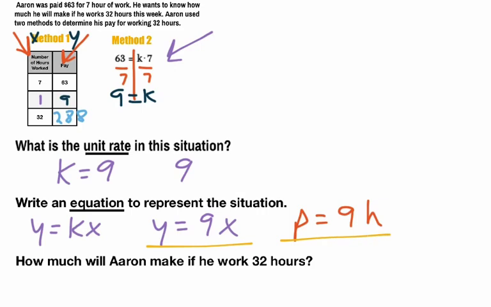So finally, how much will Aaron make if he works 32 hours? We already solved that, but you'll see some word problems like this. He'd make $288, so we could put that in real quick. A little bit more neat, I'd say. And we're good to go.